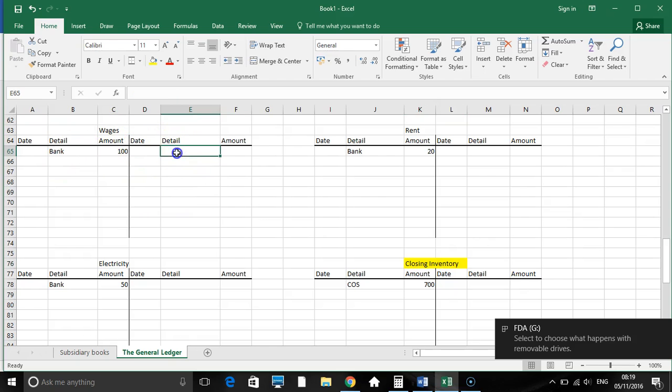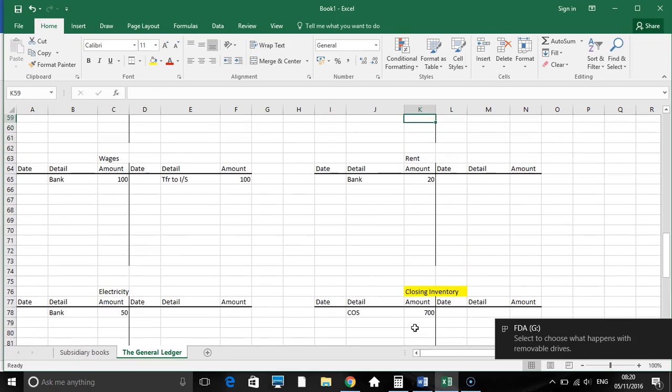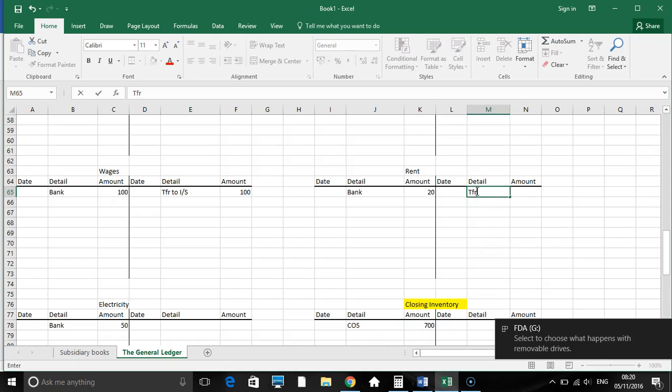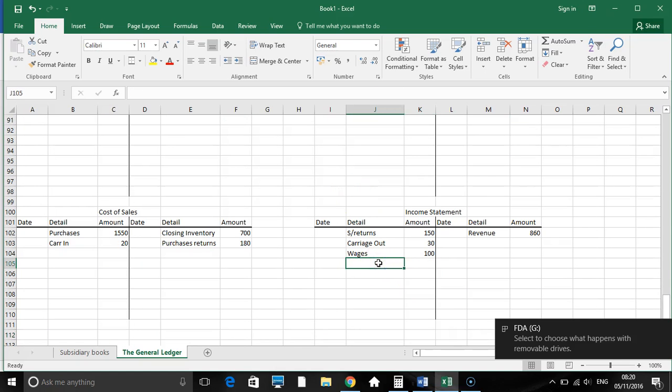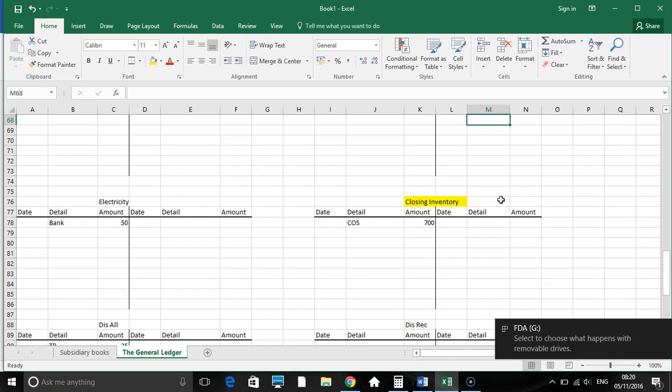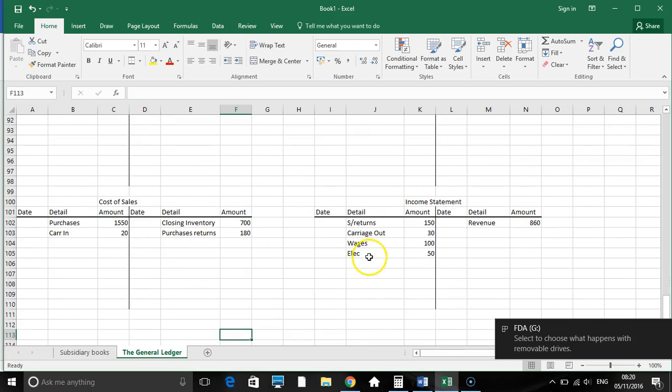Take this wages again. Transfer this to the income statement. 100. Transfer this 100. So credit wages, debit income statement. 100. Electricity transfer. 20. Electricity. 50. Oops, sorry, that was rent 20 and electricity 50. So then I'll just do both now. Transfer 50. Rent 20. Almost done.